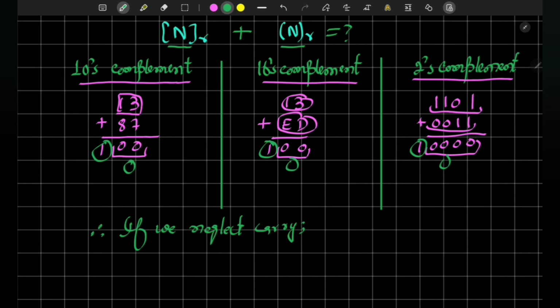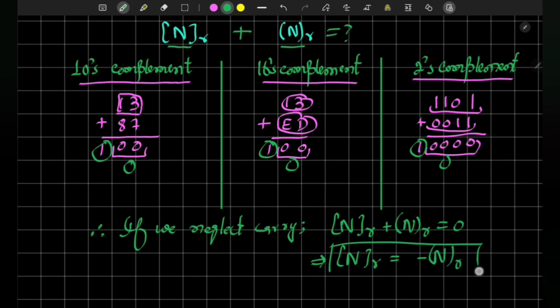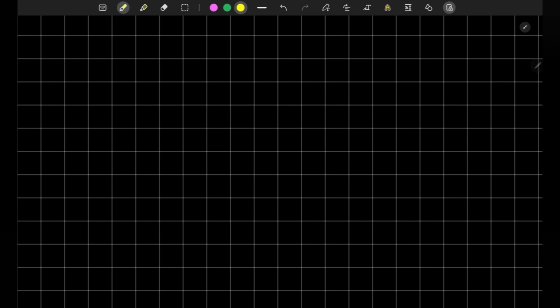Therefore, if we neglect the carry, what we can see is that the r's complement of a number when added to the number itself is equal to 0. It implies that the r's complement of a number is actually the negative of that number, provided we neglect the carry. Now we have established the fact that the r's complement of a number represents the negative of that number, and we have to check whether this fact solves the problem of arithmetic.